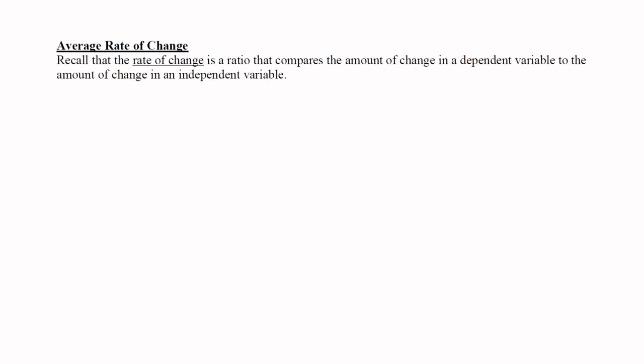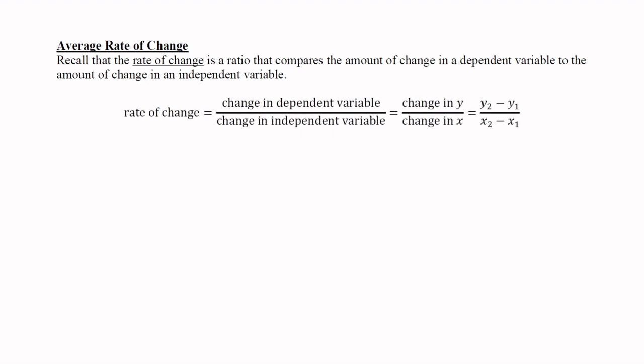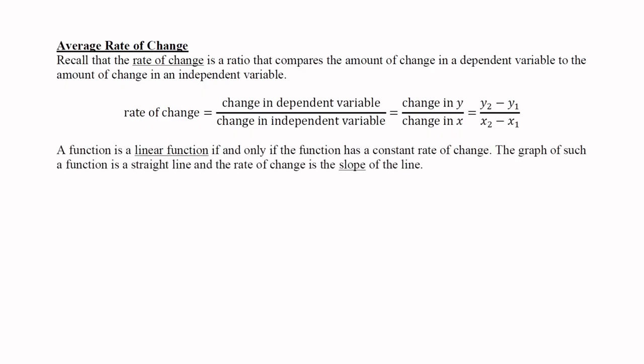Recall that the rate of change is a ratio that compares the amount of change in a dependent variable to the amount of change in an independent variable. It's our y2 minus y1 over x2 minus x1. In the case of a linear function, it's our slope. A function is a linear function if and only if the function has a constant rate of change.